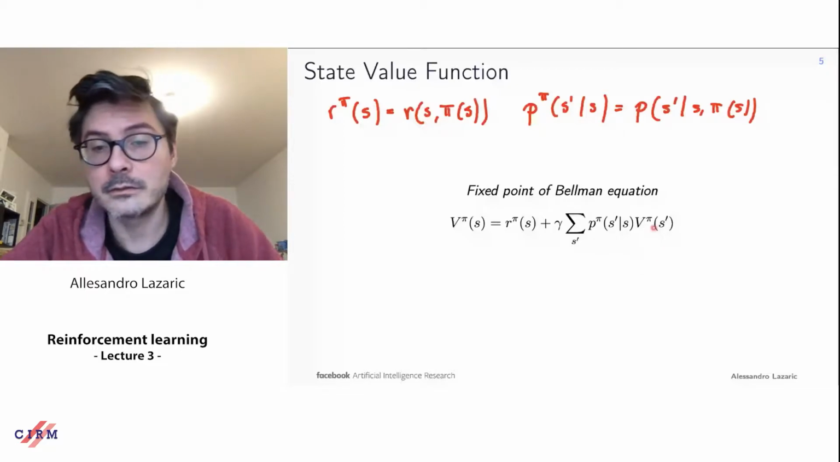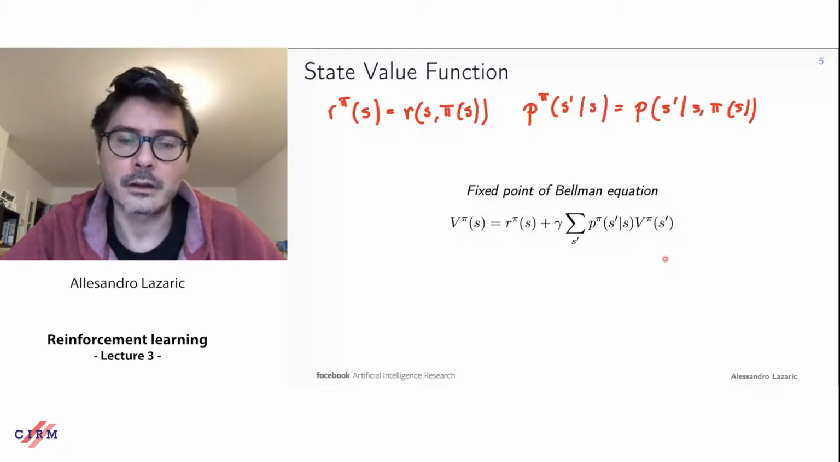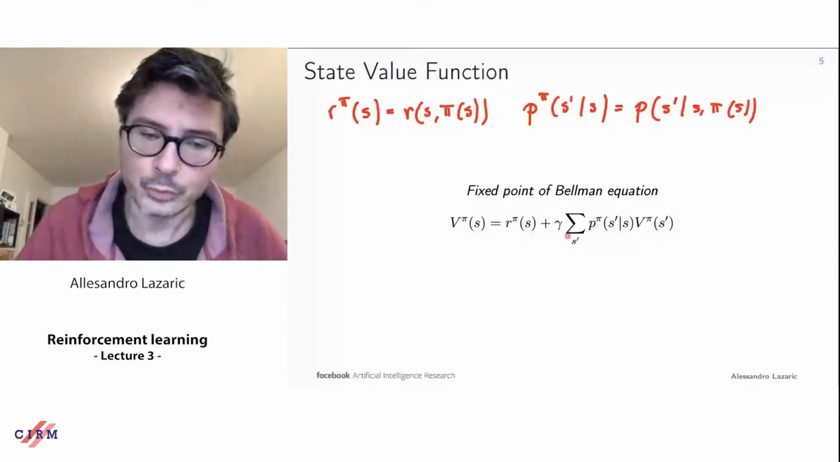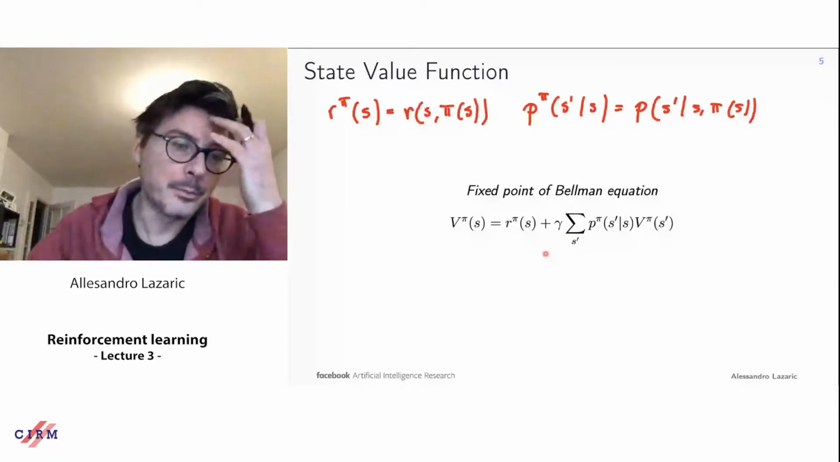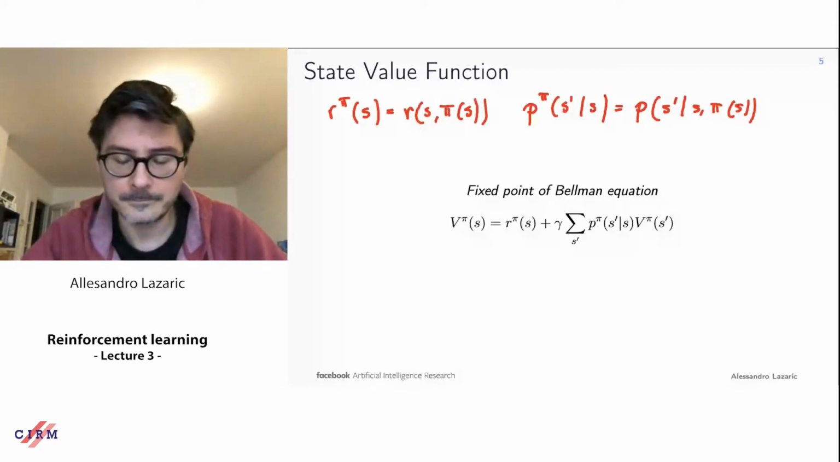And by the way, there exists only one function that satisfies this. Again, it's a well-posed linear system of equations that admits only one solution, so there is no ambiguity somehow. There exists only one vector that satisfies this.